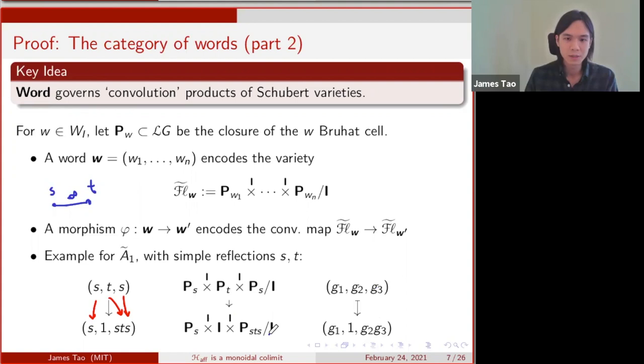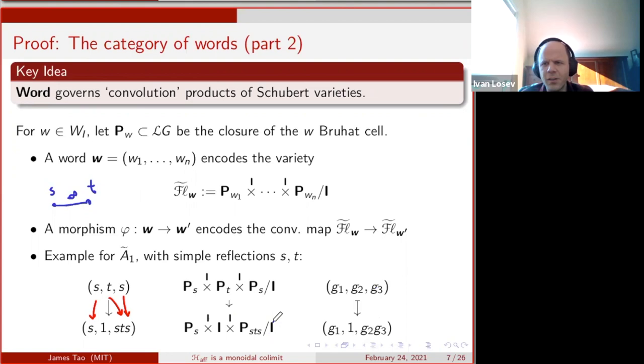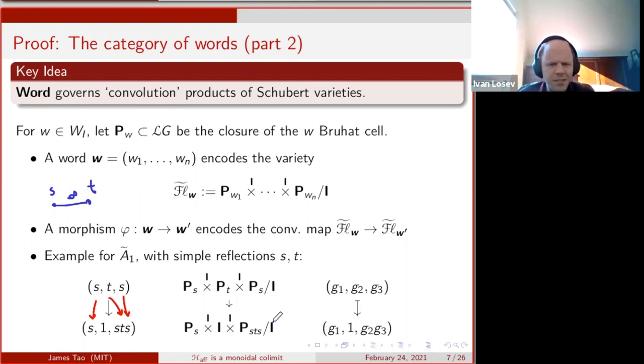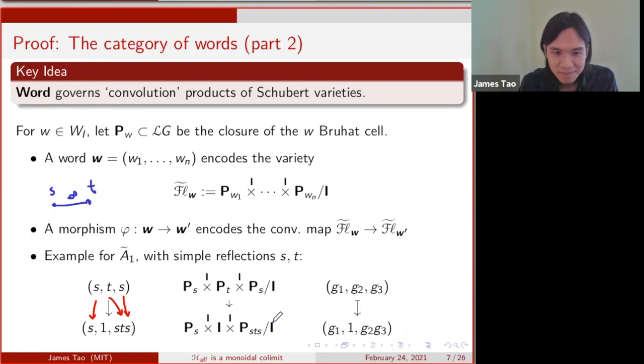But wait a minute, is STS an allowed element? I thought you wanted all elements of the Weyl group to lie in some finite type standard parabolic. Okay, that's a good point, yeah. I think that's very valid. This is not a finite type element. So I think the simplest way to fix it is to say that this is finite type A2. But yeah, thanks. That's right.